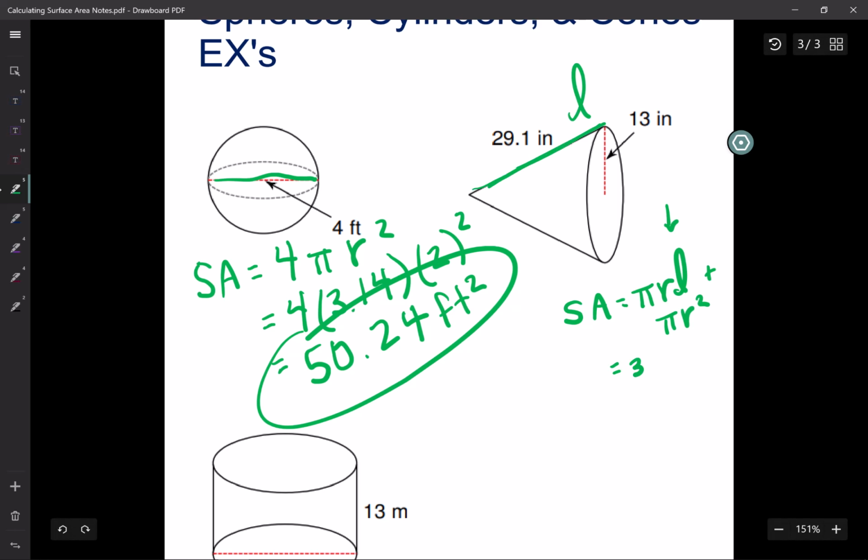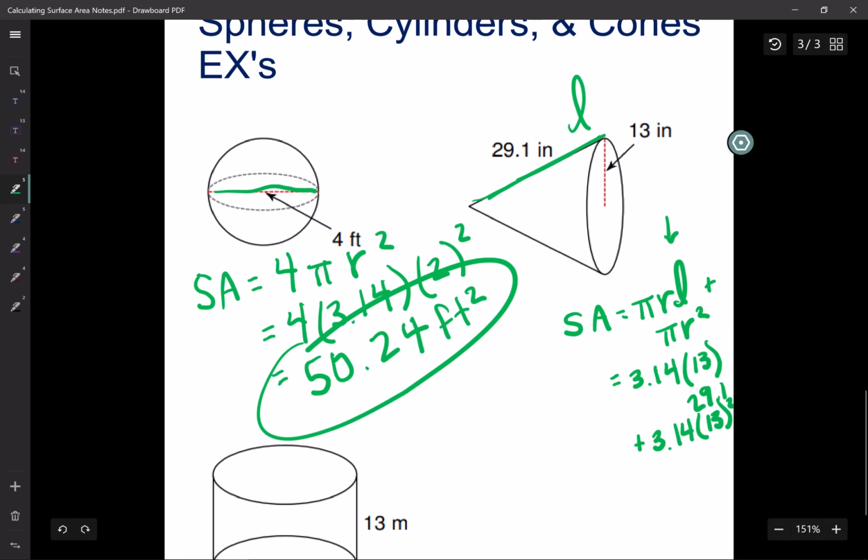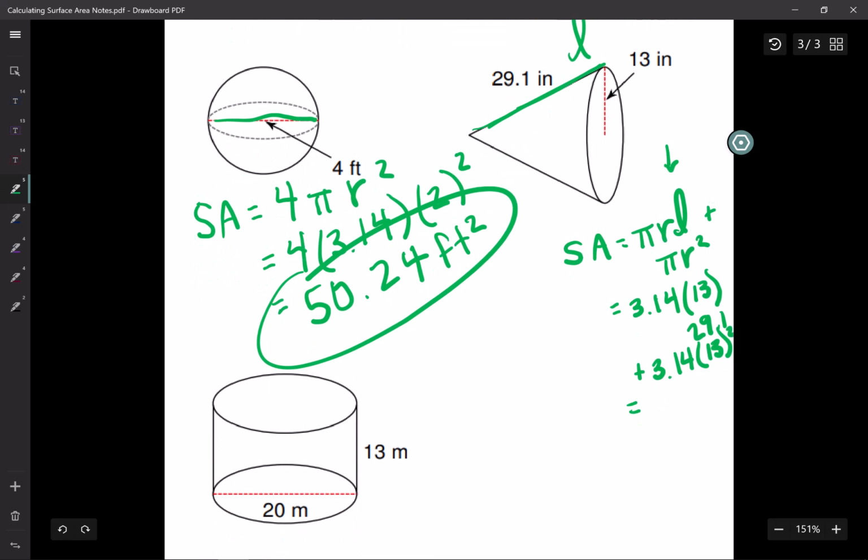Okay, so we just plug it in. So 3.14 times the radius they give us is 13, slant height they give us is 29.1. And then we add that to 3.14 times 13 squared. And if you notice, I'm using 3.14 for the radius just for ease. But if you have the pi button on your calculator, you could use that too. So I'll do 3.14 times 13 times 29.1. So that's a fairly large number, but so the surface area of just that cone shape, the one that wraps around, I got to be 1,187.86. I'll just round it to the nearest hundredth.